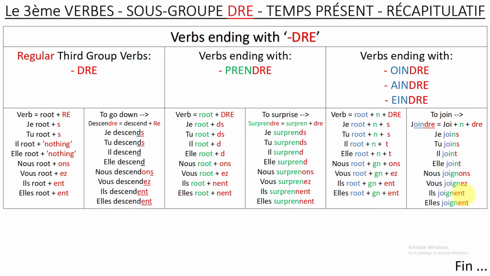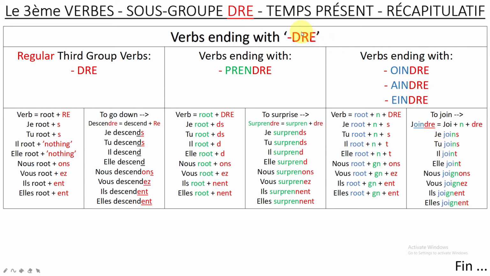Ils joignent. So here the ent we are not pronouncing. So it will be like a silent e. So I'm pronouncing only the y here. So ils joignent. Okay, very nice. Elles joignent. Same logic. So ent, silent e, don't pronounce. Elles joignent. Okay. So this is very important for this subgroup.